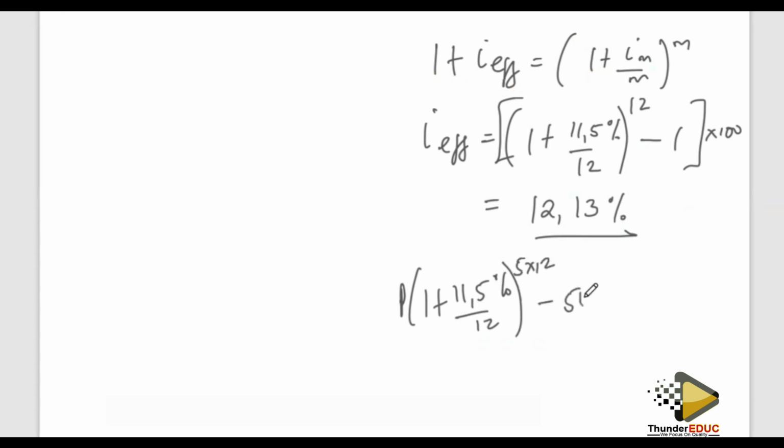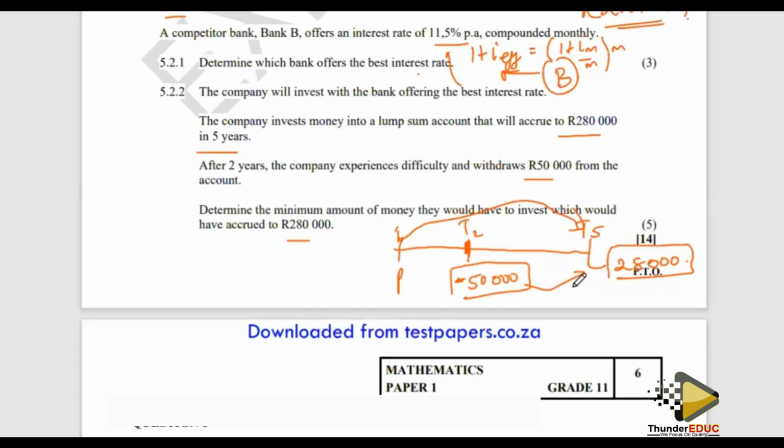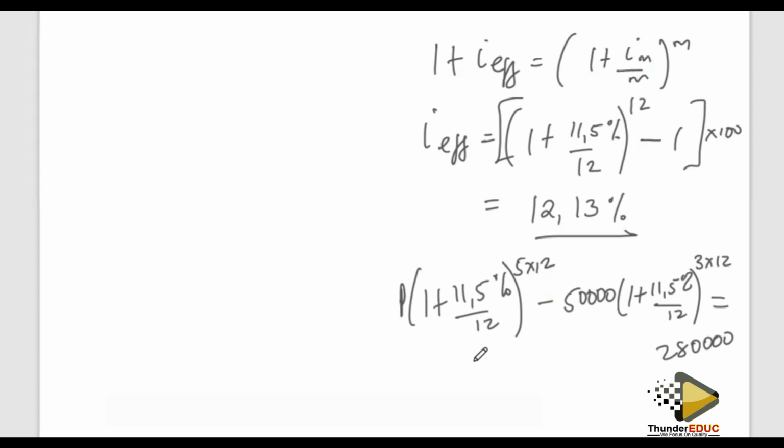I'm subtracting the 50,000 into 1 plus 11.5% over 12. That's going to be 3 times 12. This must give me the 280,000 altogether. Okay, because remember, this 50,000 is going to be there for 3 years, subtracted with the interest that it would have accumulated.